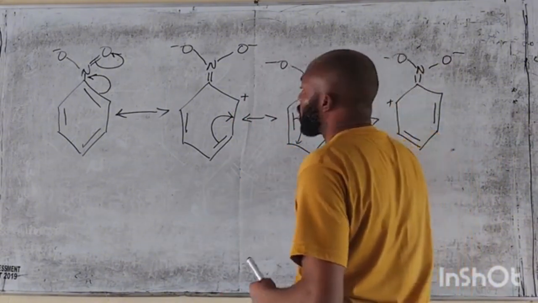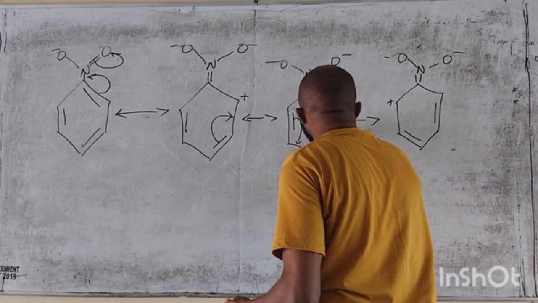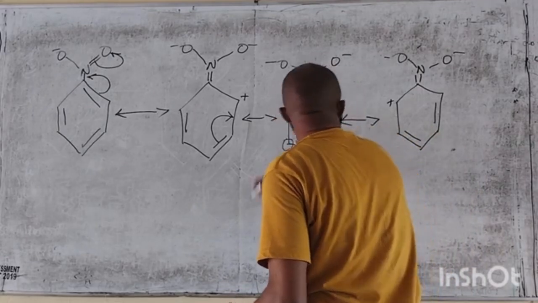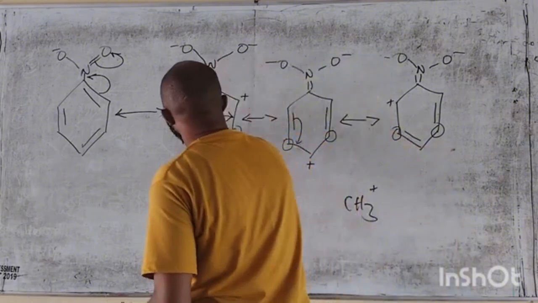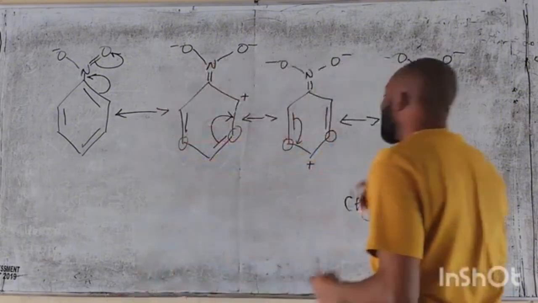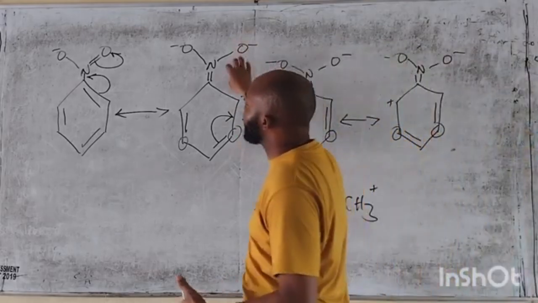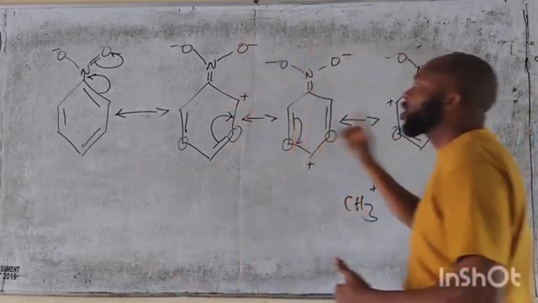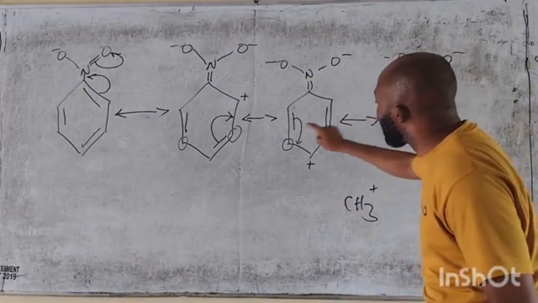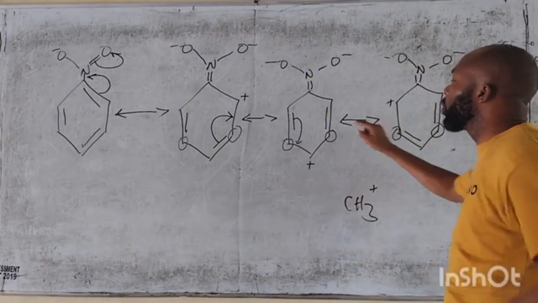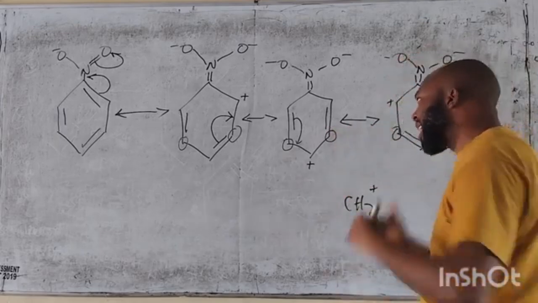So now, at the ortho position, we have positive. At the para position, we have positive. The only positions that don't have anything are the meta positions. These meta positions are the only ones that are free in this whole canonical set. Which means that if a nitro group is taking position 1, whatsoever comes in again goes into the what? Meta position. There is no sign.